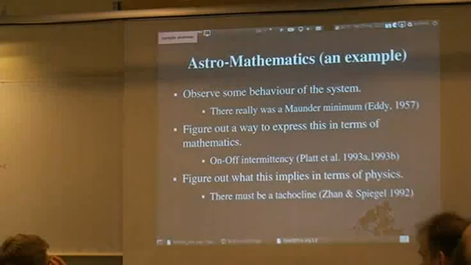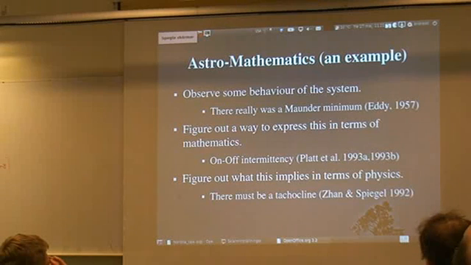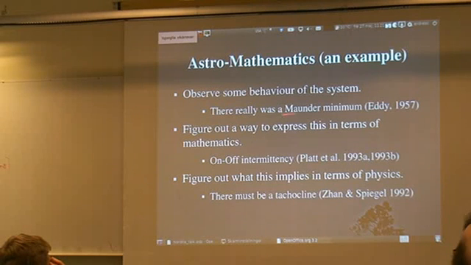So this is the other approach, and that is that you observe some behavior in the system. So for example, Eddy in '76 saying, "Oh, there actually was a Maunder minimum." So then Ed and his friend said, "Okay, we have to figure out a way for the sun to actually do this thing." So we figure out the thing called on-off intermittency, which is a way of getting an oscillator to have a flat line at some time.